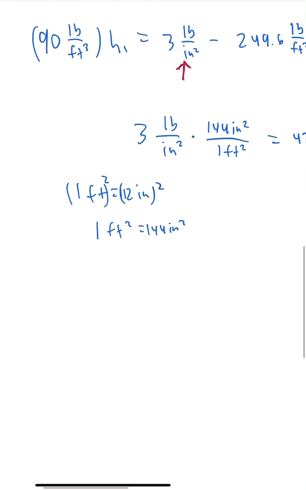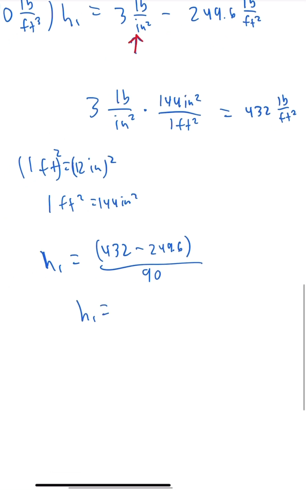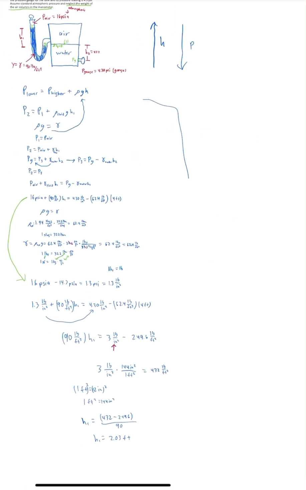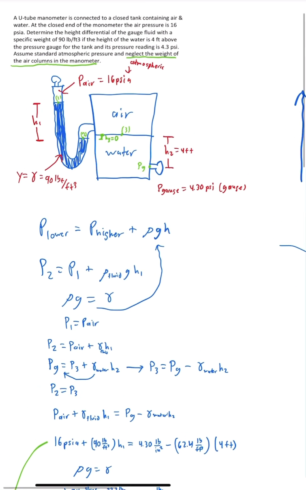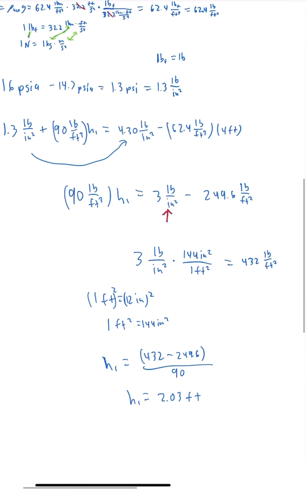So H1 is equal to 432, and now that they're all in the same units, I'm just not going to write them, 432 minus 249.6, all of this divided by 90, we get that H1 is equal to 2.03 feet. And that is how you solve this problem. Obviously, a lot of this work is just explaining it, so you wouldn't need to write all of this down, all the steps, drawing the arrows and all this stuff. But that is how you get your answer.